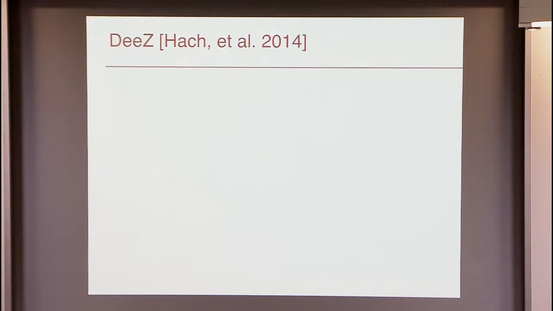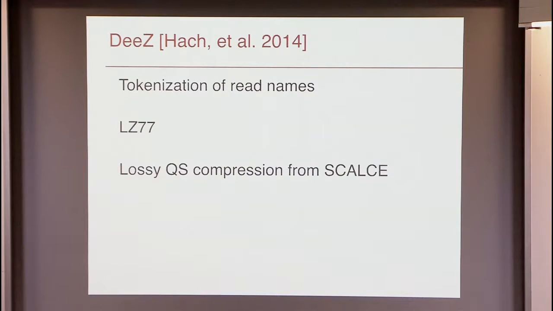DZ has a few other tricks up its sleeve. It tokenizes the read names in a SAM file. Those actually occupy a fair amount of space. As I said, it uses LZ77. It also does, and I'm going to cover this later, lossy quality score compression, just as SCALCE does. And importantly, it provides random access. I'm going to come back to the quality score compression in a few minutes.